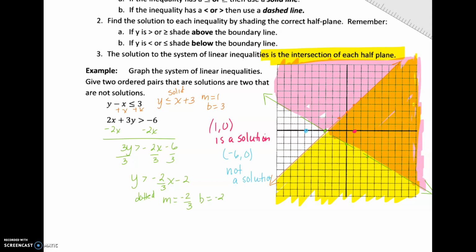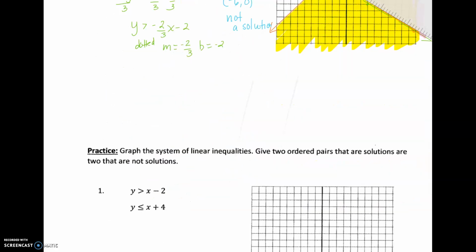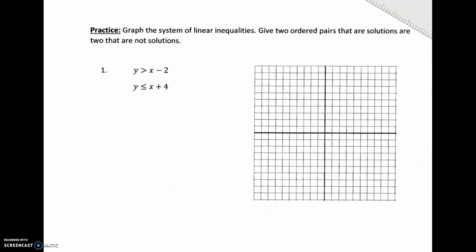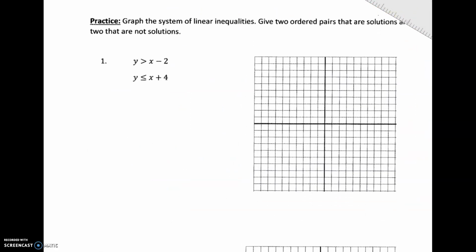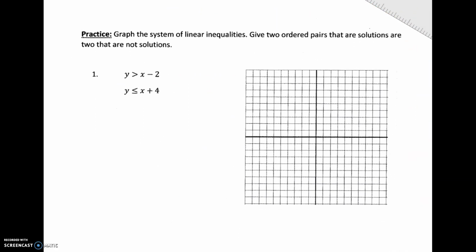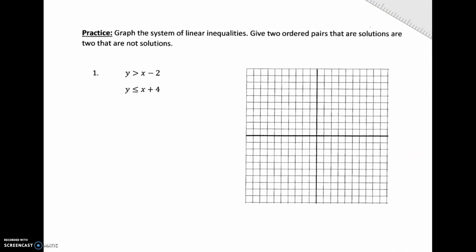Okay, so hopefully you can see how this works as we shade these systems of inequalities. All right, let's go and look at it some more. Practice. Graph the system of linear inequalities. Give 2 ordered pairs that are solutions.